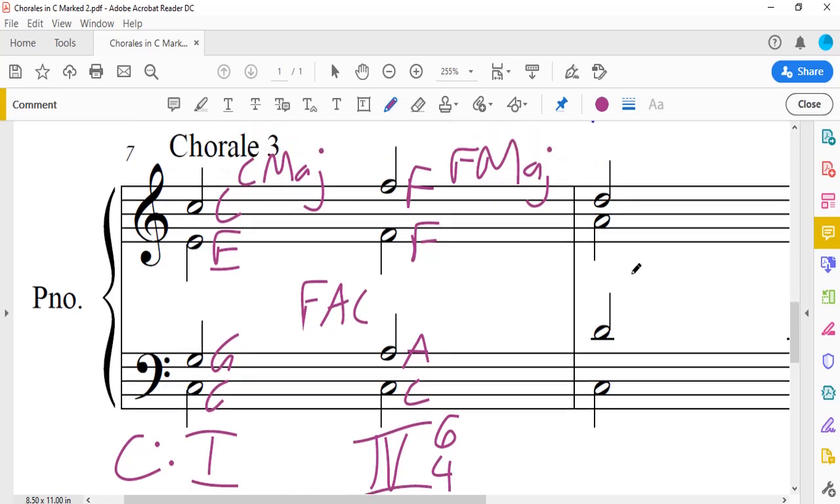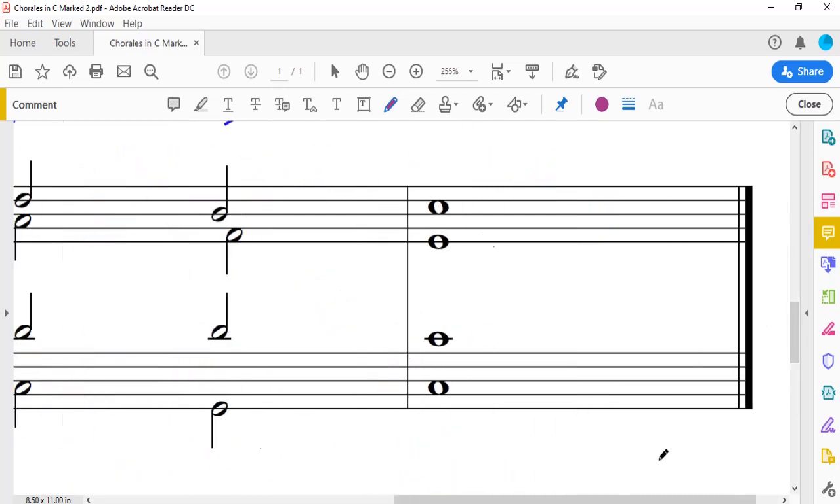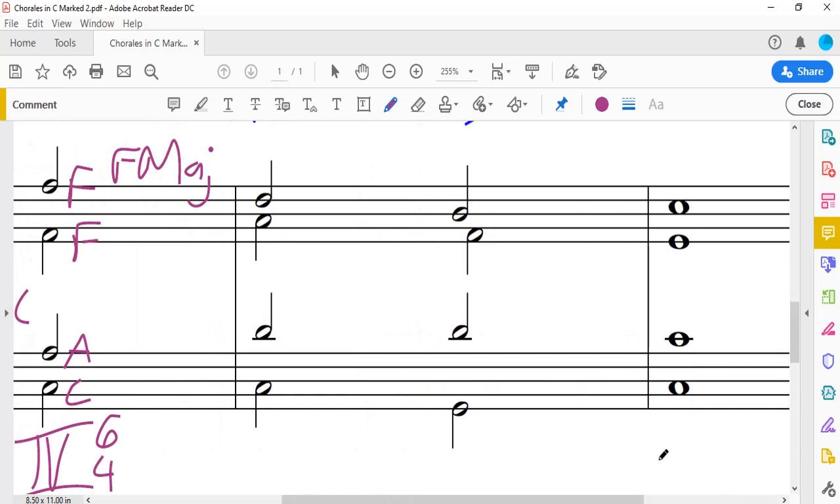Okay, in the last video we have determined that we have a 1 chord followed by a 4-6-4 in our first measure. What that means is a 1 chord in root position and a 4 chord in second inversion. In this video we are going to analyze these next three chords, the last three that we have in this chorale.